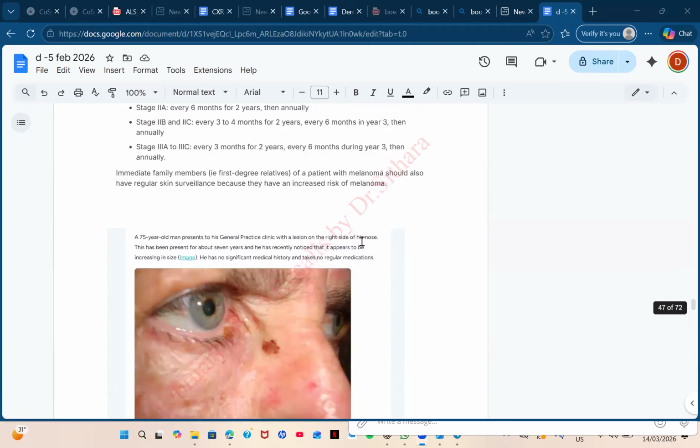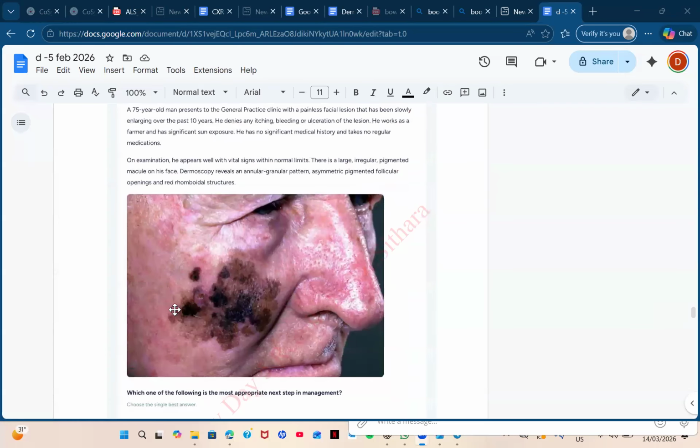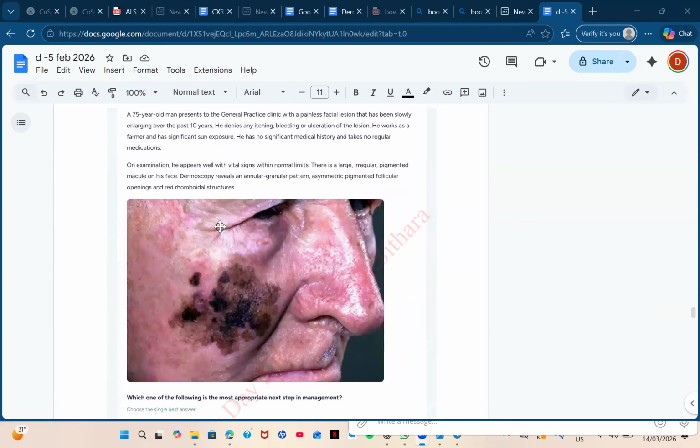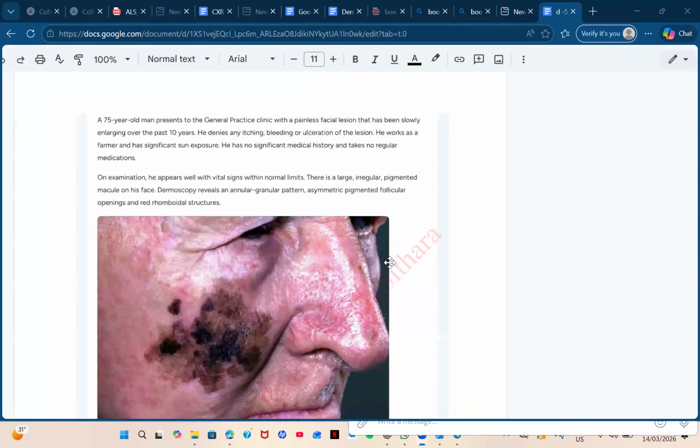Okay, so we'll do some questions. You should know about the punch biopsy, like this kind of lentigo maligna melanoma. So what should we do in this kind of melanoma, doctors? I'm not reading the question. Tell me what we should do.